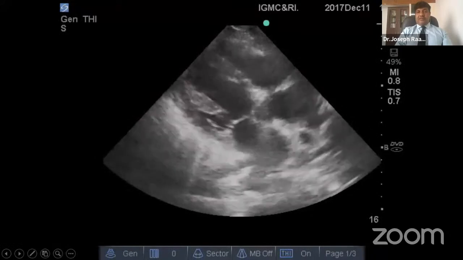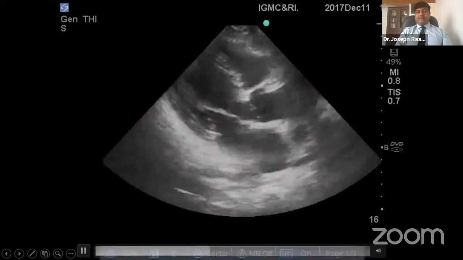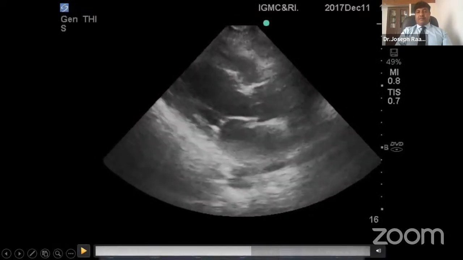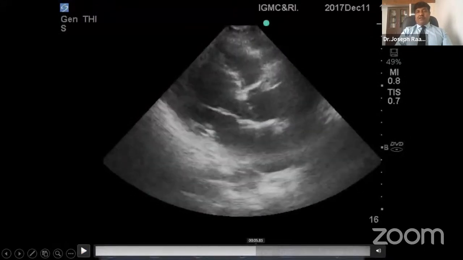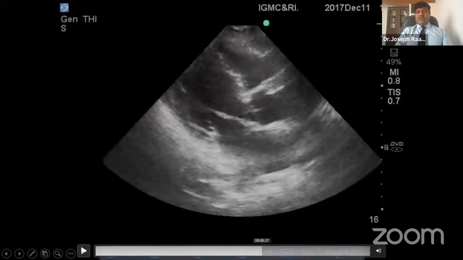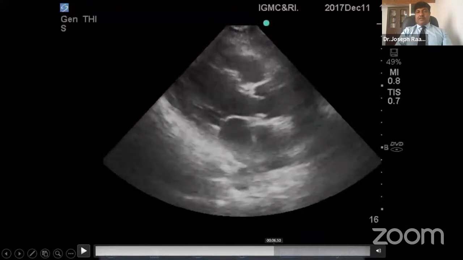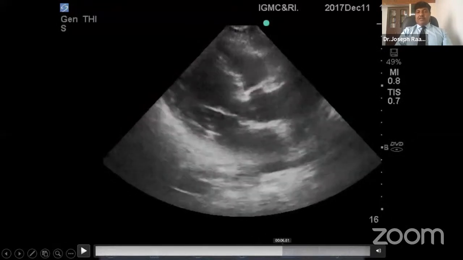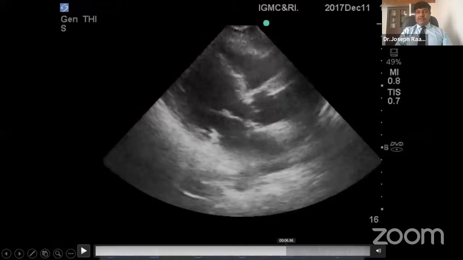Just see this patient. Just assess how it is. Compared to the previous one, this is not doing well. That means by looking at this image, you can say this patient has got moderate LV dysfunction.